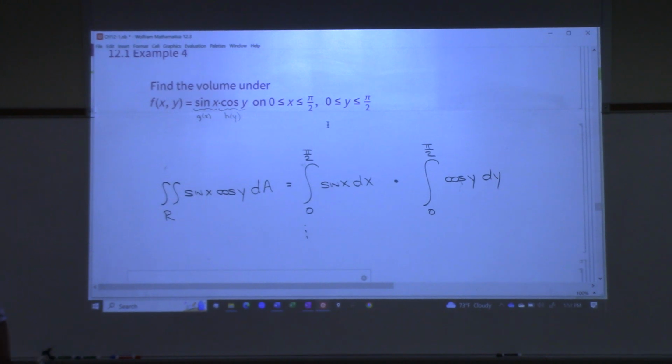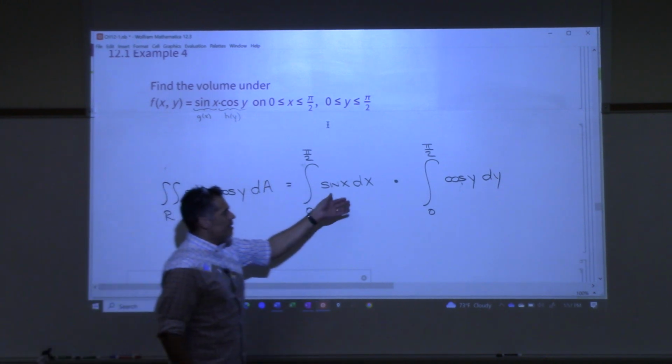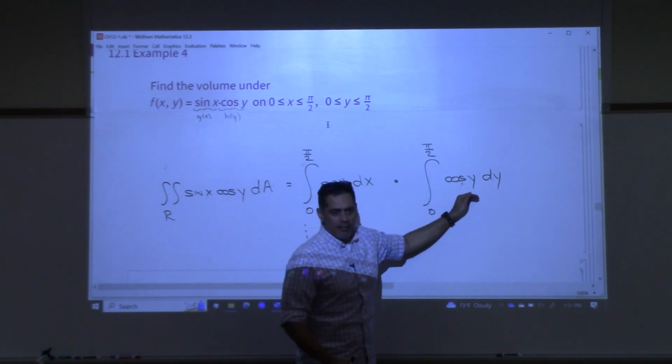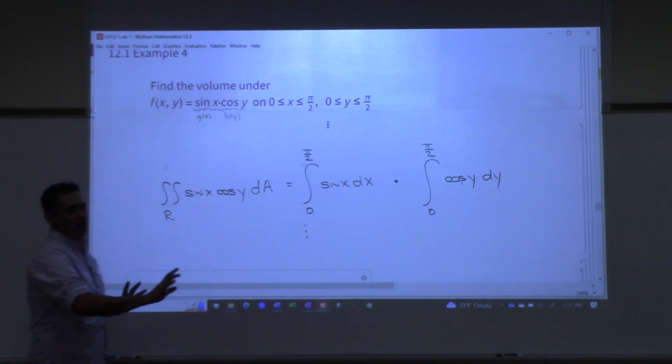This also works when you have division of two functions. Well, it works as division, but then you would look at the other one, like let's say it was over something, you would look at this one as 1 over that, right? So you could split it into a product.